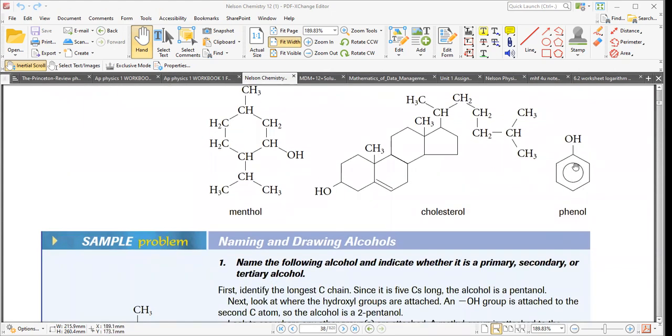A cyclic alcohol, again, you have a cycle and the alcohol is attached to that. If you have a benzene ring attached to the OH, the name of that is phenol. Make sure you memorize that. These 2 are not important, so ignore them. Just that one was important.